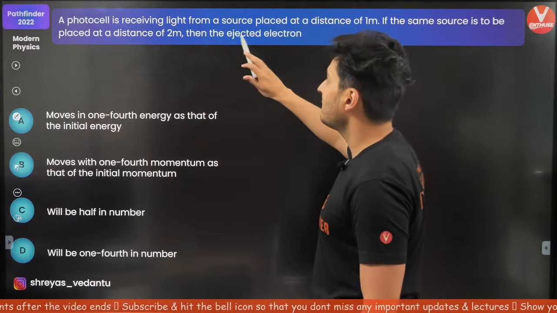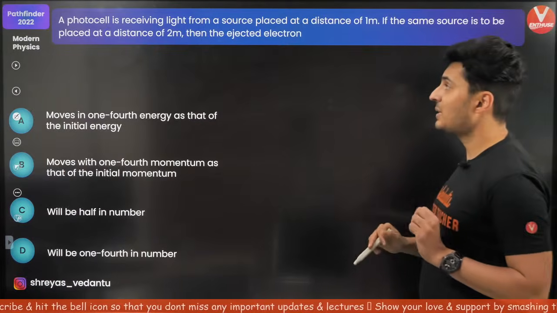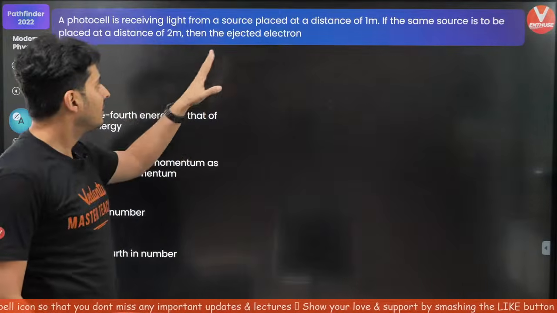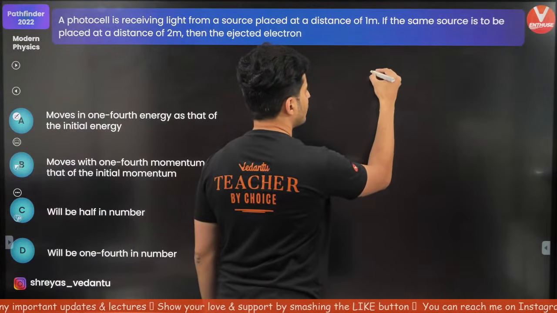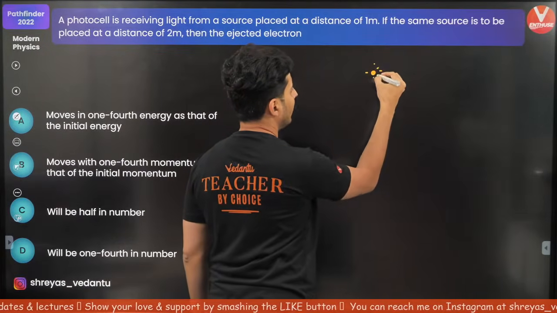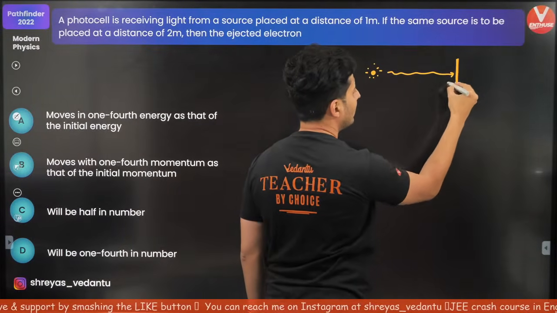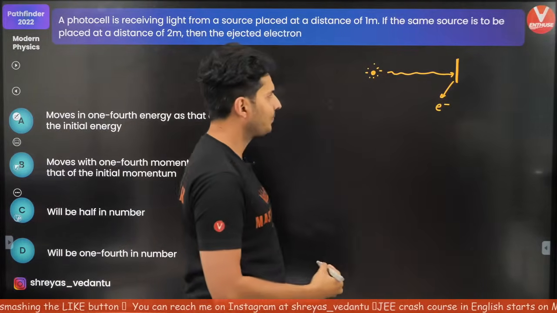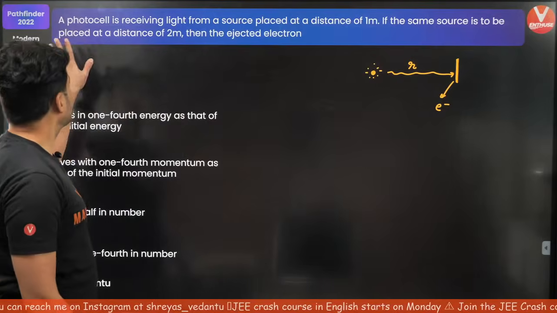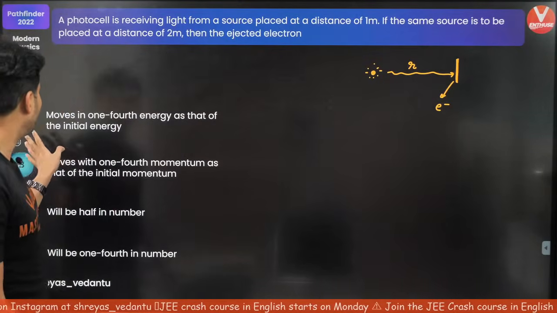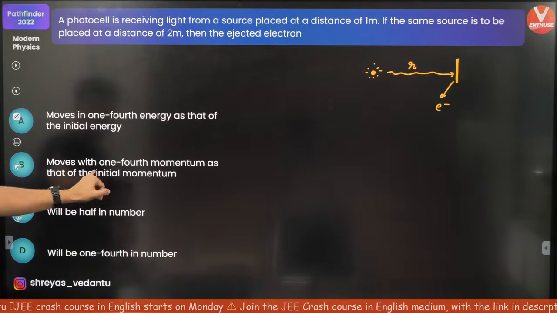A photocell is receiving light from a source. The source is at a distance of 1 meter. If the same source is placed at a distance of 2 meters, then the ejected electron will be. Interesting question. So you have a source of light, and you have basically a metallic surface. The light rays which are falling onto it are ejecting out electrons. Now the distance is, let's say, r. If the same source is placed at a distance of 2 meters, then the ejected electron moves with 1/4 energy, half in number, 1/4 in number.